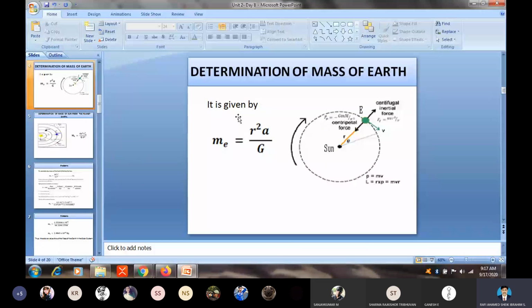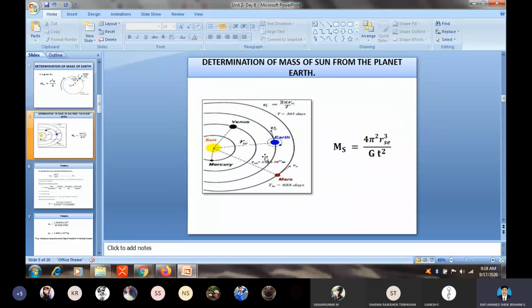See, the determination of the mass of the earth. We determine the mass of the earth from the universal law of gravity and from Newton's second law. By these two laws, we measured the mass of the earth as r square a by g. And finally, we determined the mass of the sun or the mass of the planet orbiting the sun.